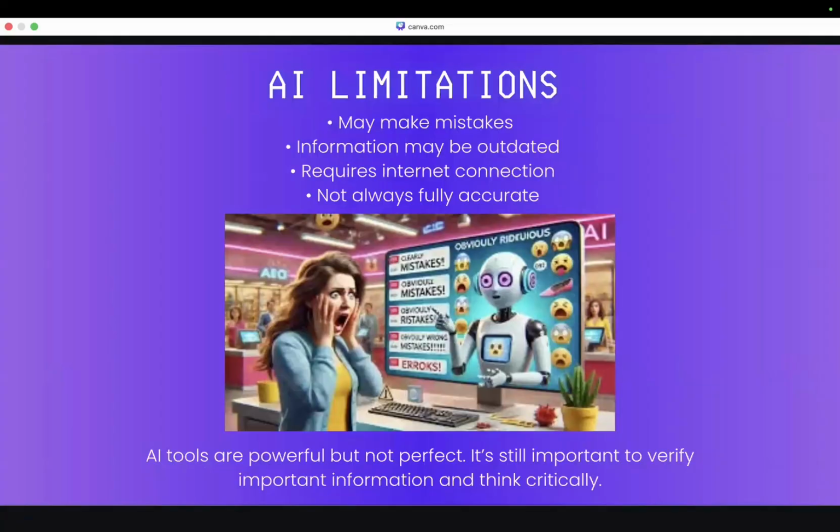Some limitations of AI: they can make mistakes, and the information they use may be outdated. It requires an internet connection and it's not fully accurate. So AI tools are powerful but not perfect. It's still important to verify important information and think critically by yourself. You can't just blindly trust it to do everything correctly.